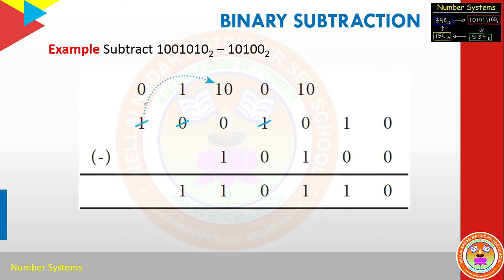And here both are 0 because we have borrowed from here to here. Right, so automatically this value is converted into 0. Understood? So the answer is 110 base 2. This is a way you can calculate the binary values.